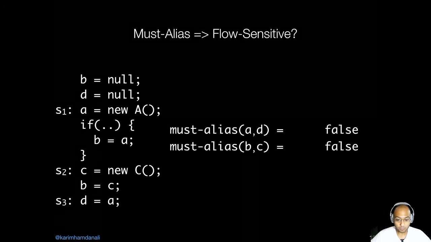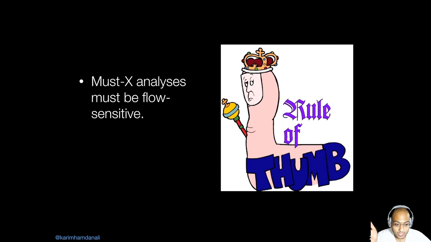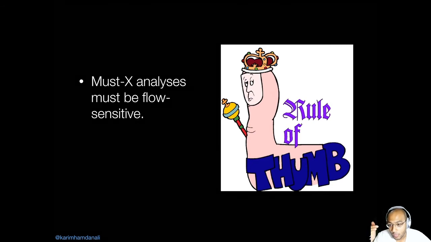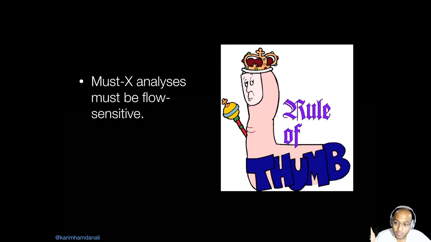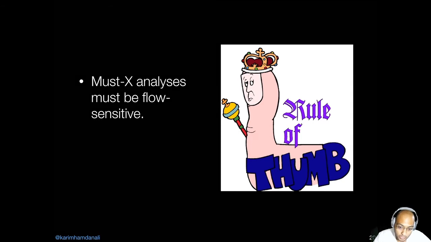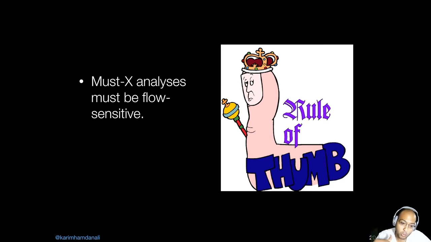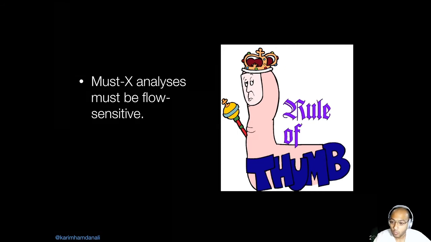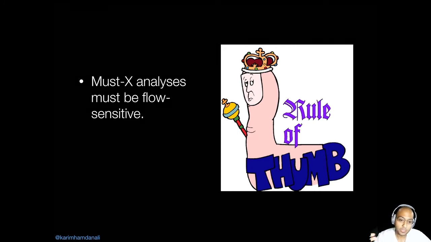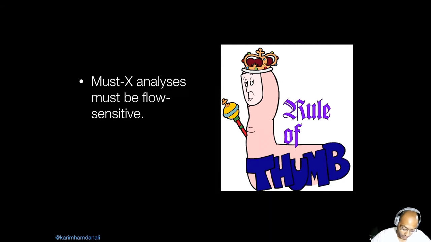So, rule of thumb for must alias analysis is that if you have any kind of analysis that is a must X analysis, it has to be flow sensitive. It has to go through the correct order of the statements in the program as the source code dictates. You cannot just treat the list of statements in the program as a set of statements and start anywhere you want. You have to go through the control flow graph basically of the program and figure out exactly whether your statement is invalid at any point along this control flow path or not.